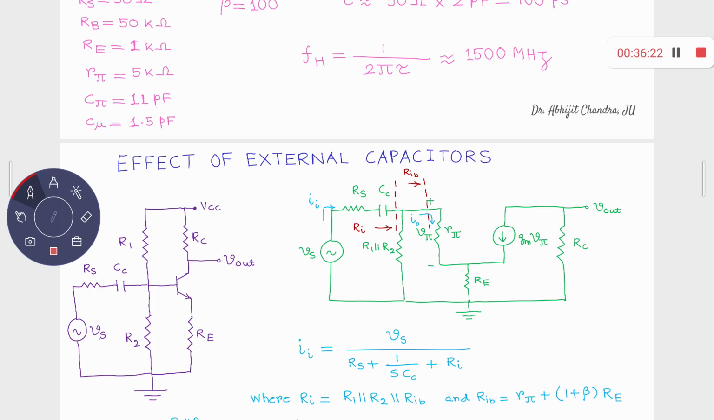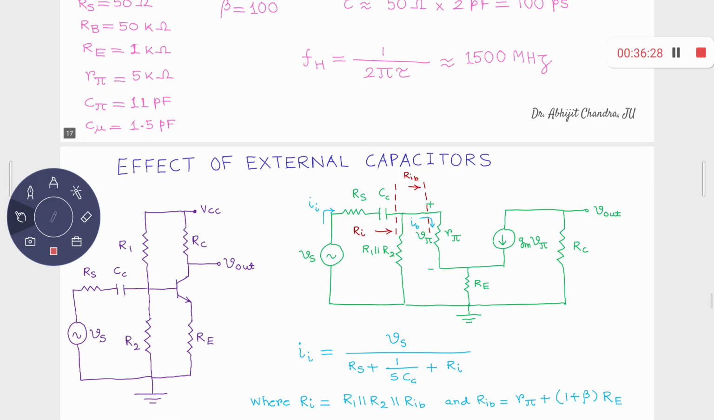Anyway, here what I find is the small signal model, which you already know. This circuit I'm not repeating once again. This is well known. This R pi, you have this g_m v_pi, you have this RE, you have this R1 parallel R2, RS. So everything was already known, right? The addition of CC, that is a coupling capacitor, is a new thing over here. Addition of CC, this coupling capacitor.